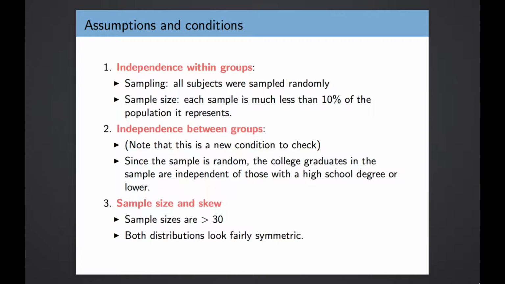We also have a new condition to take into account, which is independence between groups. So we want to make sure that our observations are independent not only within their individual groups, but also across groups. And again, random sampling should take care of that. So since we have a random sample, we're pretty sure that independence between groups is a condition that is satisfied. The other thing that we want to make sure is that we have a sufficiently large sample size that is not extremely skewed. So our sample sizes in both groups are greater than 30, and both of the distributions, when we looked at them, were more or less symmetric. In any case, they weren't extremely skewed.